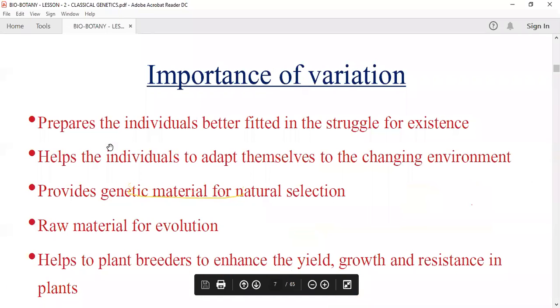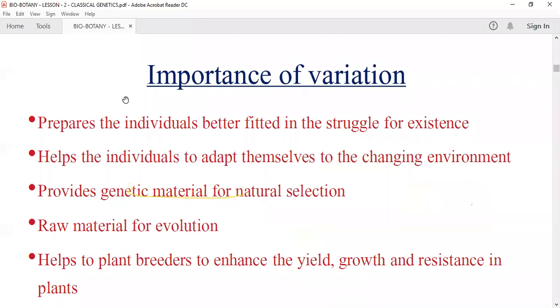And next, let us see the importance of variation. Why must variation be there? Because it prepares individuals to be better fitted in the struggle for existence. When we consider plants, the individuals have to struggle for existence, and variation helps the individuals adapt themselves to the changing environment. If variation is there, only then can that plant change along with the environment.